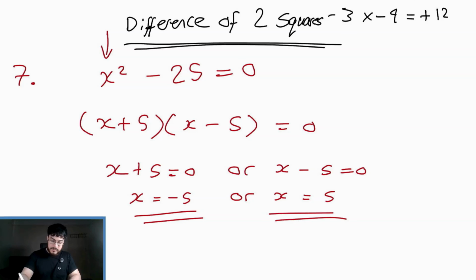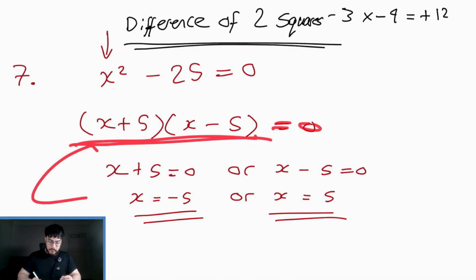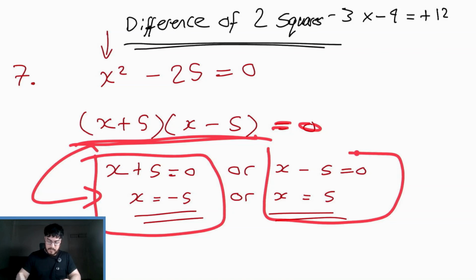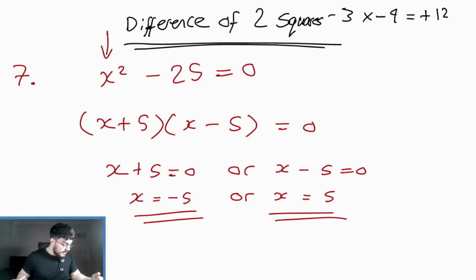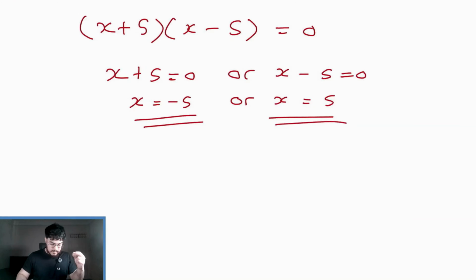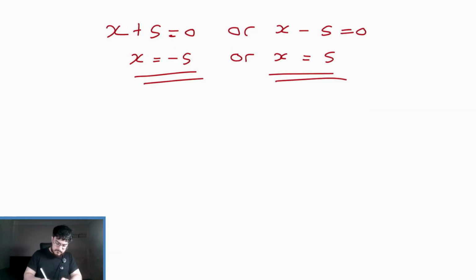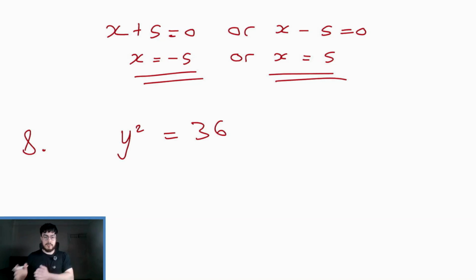Okay? So as long as we can identify we have a difference of two squares problem, we can immediately factorize. And then once we've factorized equal to 0, we know that we can go down and do this solving for x. And then the final example I'm going to give you is, I've written down quite a difficult example, so I'm going to give you just an easier one. Let's say we have y squared is equal to 36.